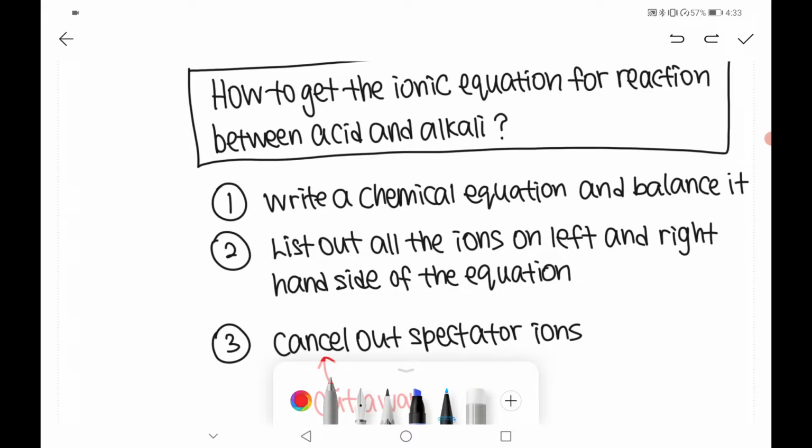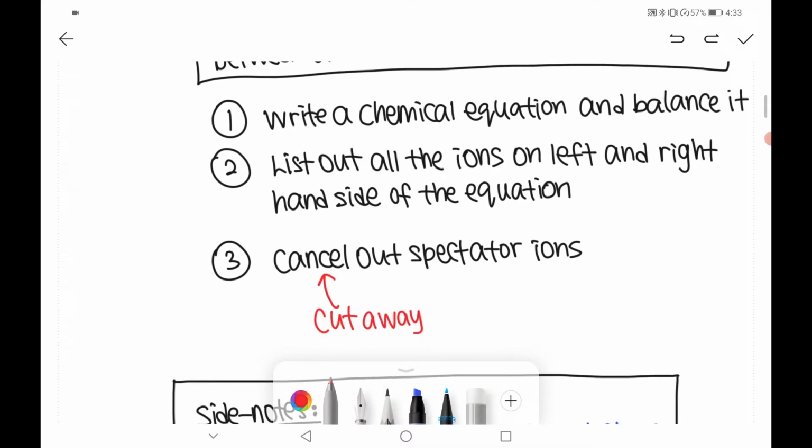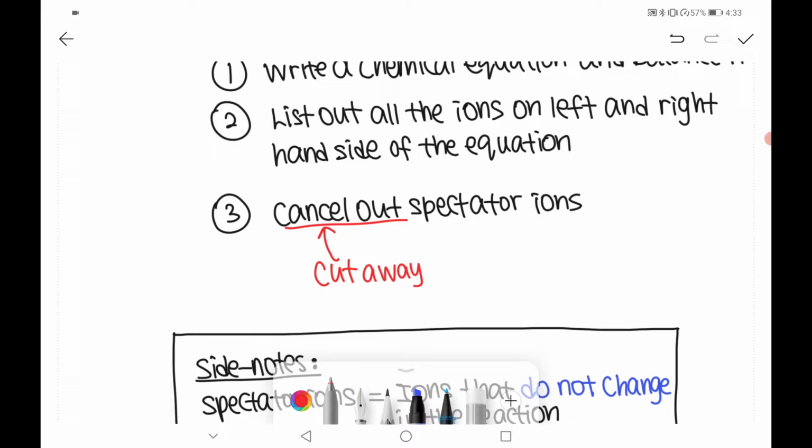After that, we need to list out all the ions on the left hand side and the right hand side of the chemical equation. So we need to list out all the charge on the left hand side and the right hand side. Then the last thing, we need to cancel out the spectator ion. Cancel out means we need to cut away.